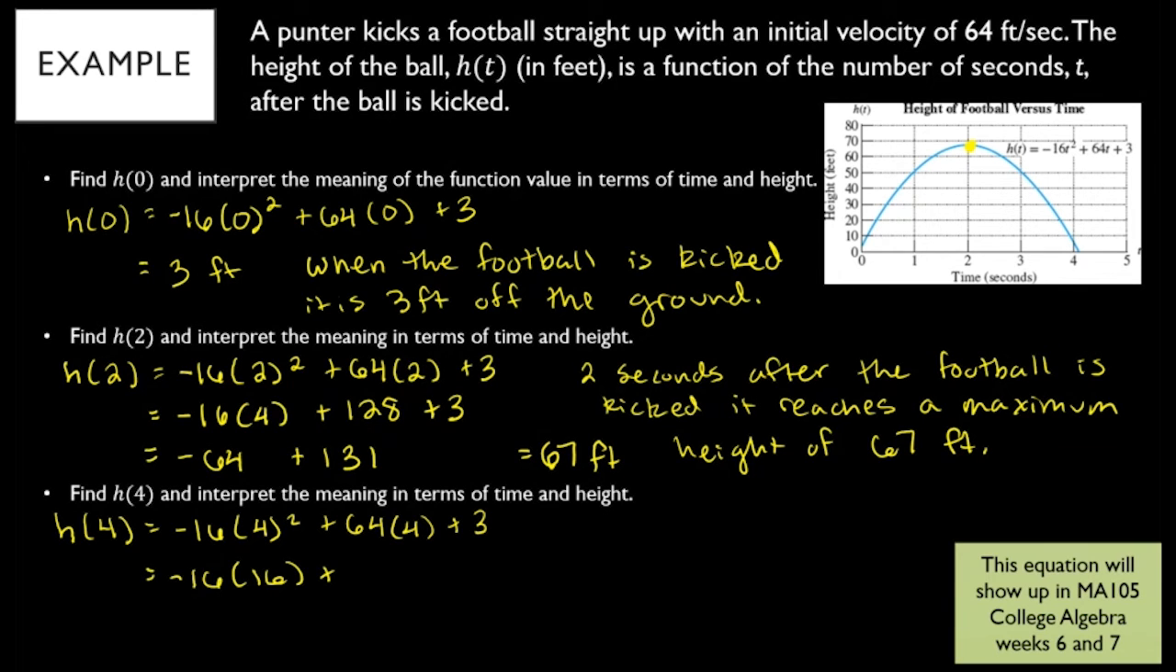64 times 4, 256, and plus 3. So negative 16 times 16 is negative 256. And then I'm just going to notice here, plus 256 plus 3, you can see that the negative and the positive 256 are going to cancel, and our answer is going to be 3 feet. So, and that's what it looks like. It looks like about at 4 seconds, it's back to 3 feet off the ground.